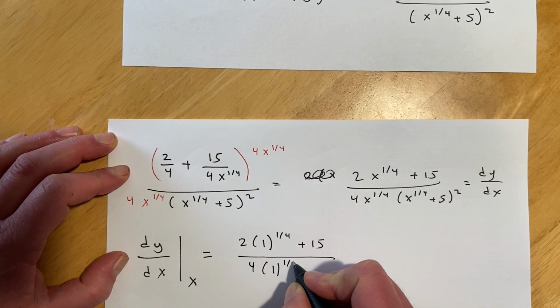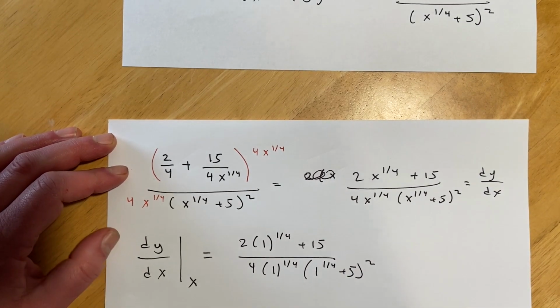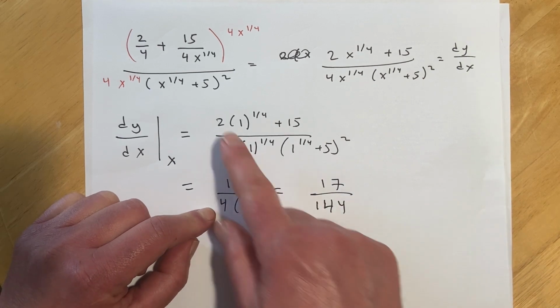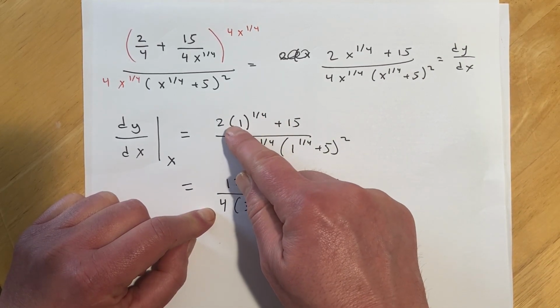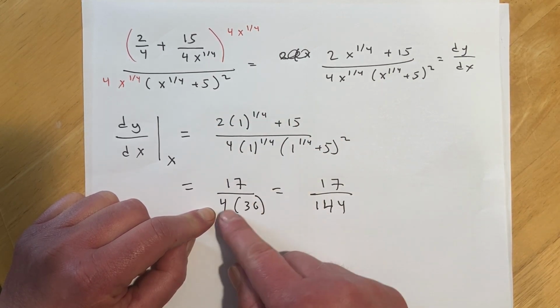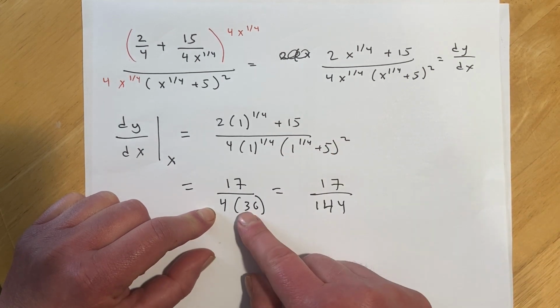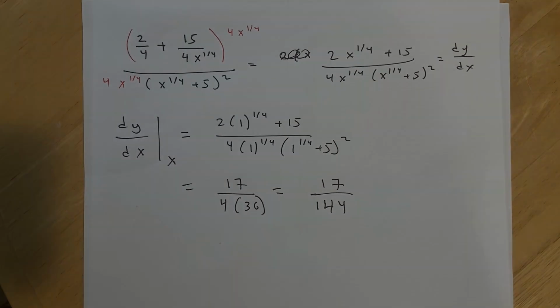4 times 1 to the 1/4, 1 to the 1/4 plus 5, and quantity squared. Oops, I just realized I cut this out of the frame when I was recording. So 2 times, this is just a 1 because the 4th root of 1 is 1. So that's just 2 and 15 for 17. 4 times 1 for 4. 1 and 5 would be 6 squared for 36. And then 17 over 144 would be the answer.